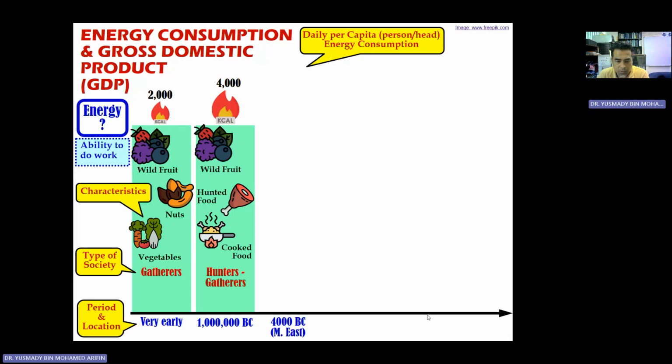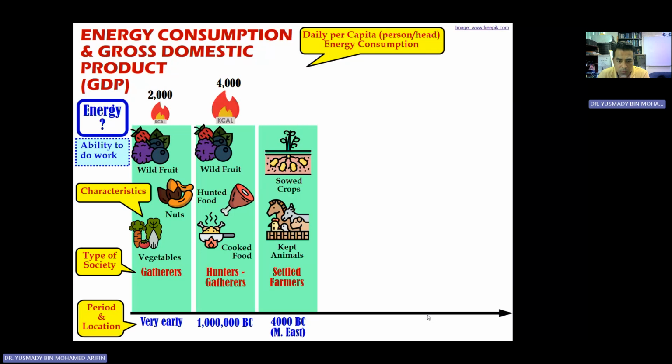So in year 4000 BC, especially in the Middle East, the activity changed. Now most humans at that time became farmers. They already knew how to grow and plant crops in greater quantity, and they also knew how to keep animals for their food instead of hunting. Okay, so the amount of calories involved for each person was around 12,000 kilocalories.